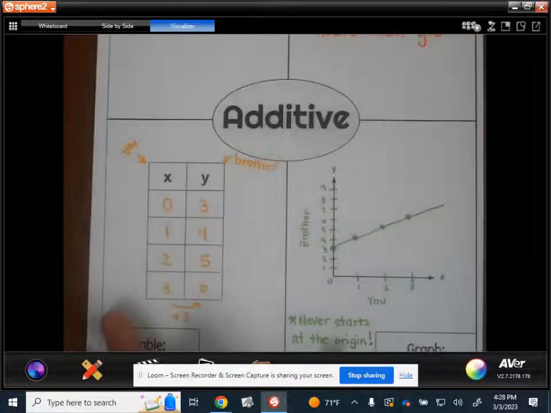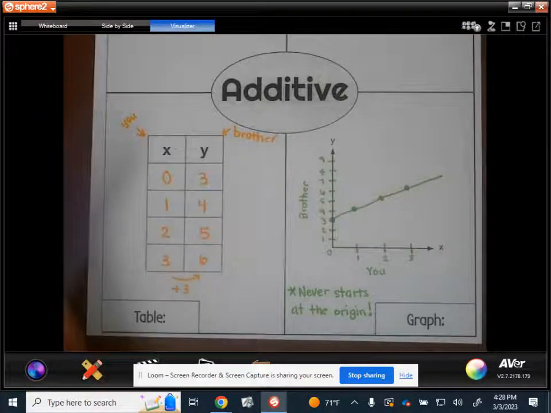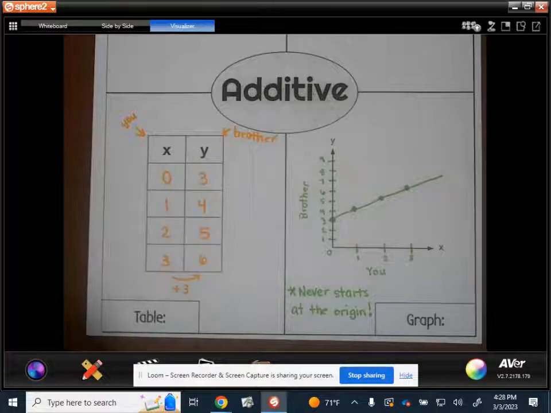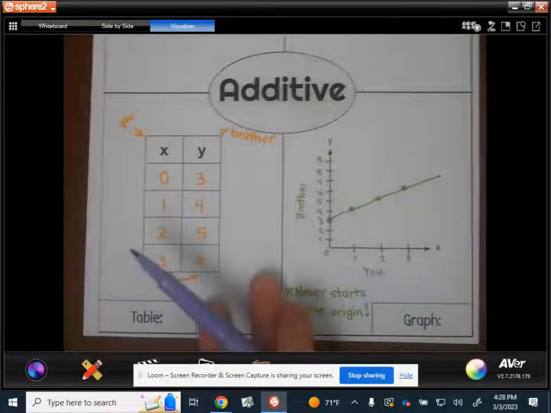Now we can look at this in a table. We're always going to have our x and our y. If you remember from learning about independent and dependent, your x is always independent and your y is always dependent. So how much your brother studies depends on how much you study. If you didn't study at all, he wants to study 3 more hours, so he's studying 3 hours. If you study an hour, again, he's studying 3 more, so he studies 4, and so on. We notice that we're adding 3 each time in that table.